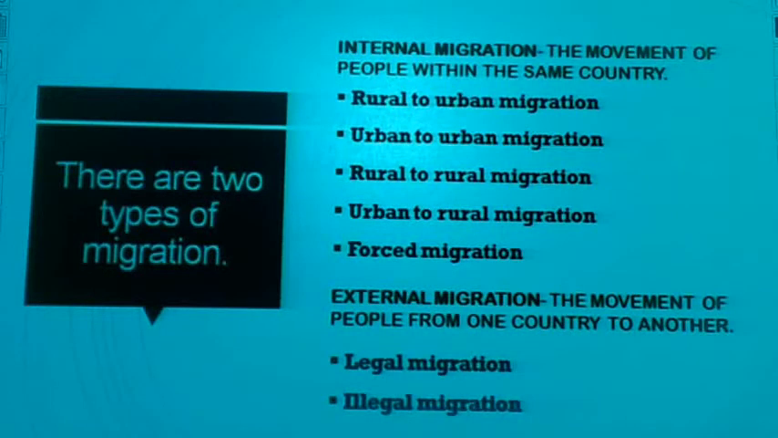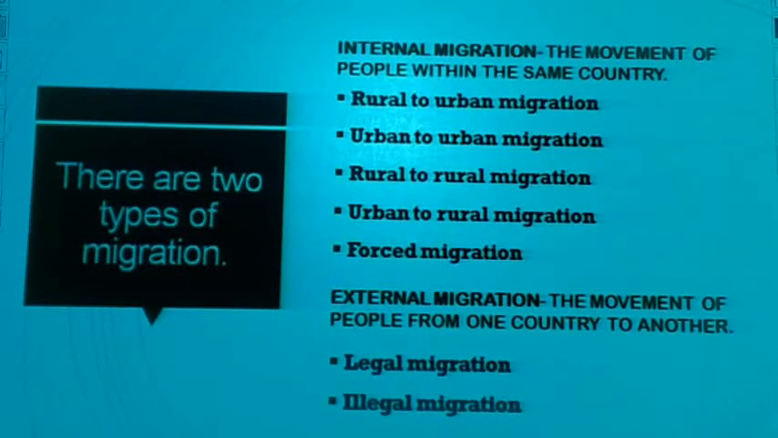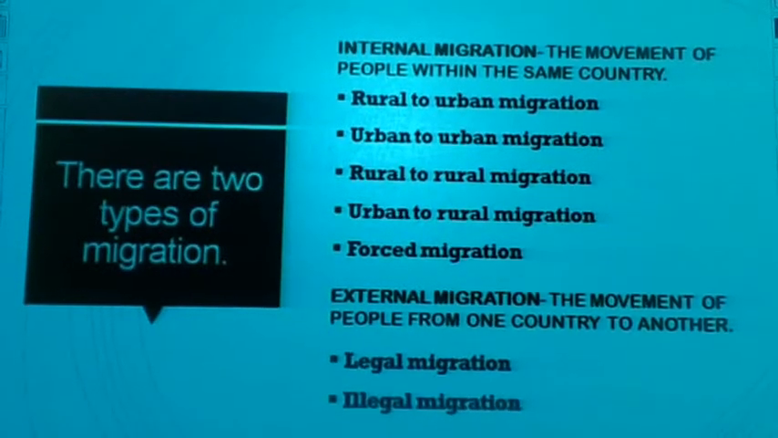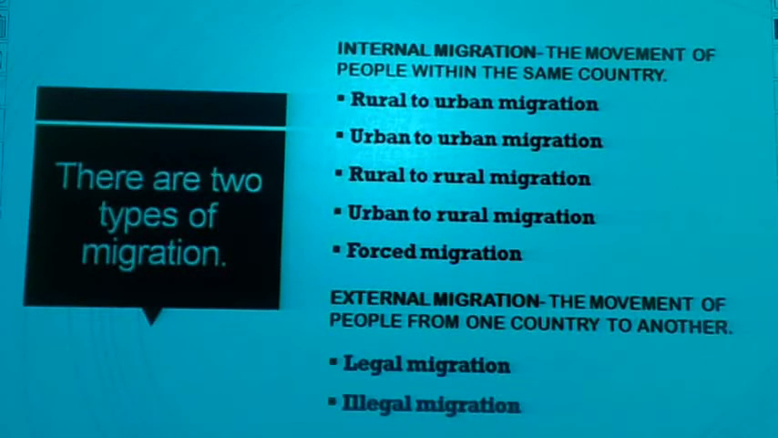Then in urban to urban migration, what happens? When people move from a small town to a larger city, it is called urban to urban migration. Then rural to rural migration. In this migration, people move out from one village to another village. This is called rural to rural migration. Then urban to rural migration. In this migration, people move from cities to villages or suburban areas or nearby areas.